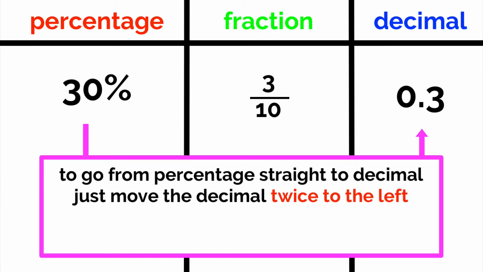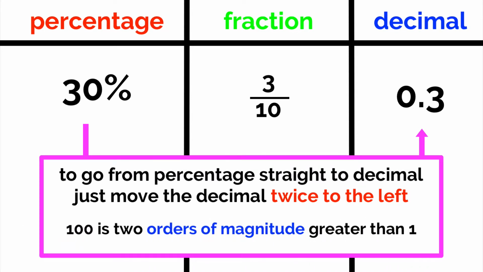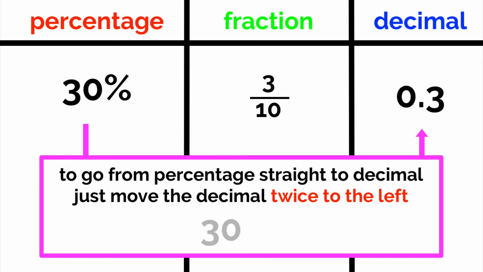Here's another hot tip. When converting from percentages directly to decimals, all we have to do is move the decimal point twice to the left, because 100 is 2 orders of magnitude greater than 1. So from 30%, we just take the decimal place, which isn't written, but is implied to be just to the right of the units place, and move it twice to the left. You can never start a number with a decimal point. There has to be a 0 first, so that gives us 0.3.